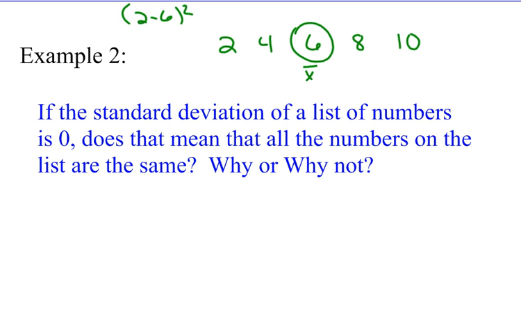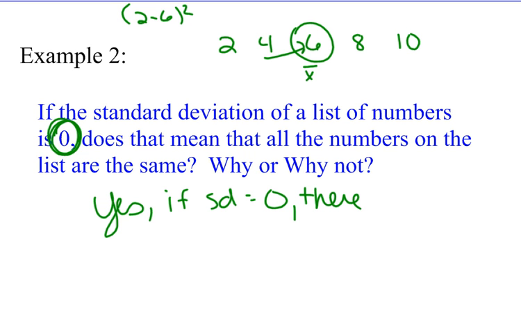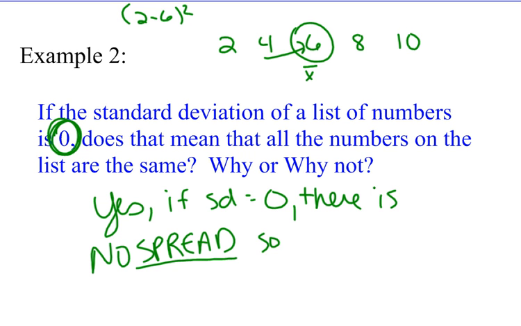So since standard deviation is the distance away, how can I possibly have a standard deviation of 0? What does it mean to be a 0? That means that how far away the data values lie from the average, so how far these numbers lie from this one, is what? 0. If there's no distance between them, they all have to be the same number. So yes, that is what it means. If my standard deviation equals 0, that's telling me there is no spread. There is nothing changing from one to the other. So all numbers must be the same.